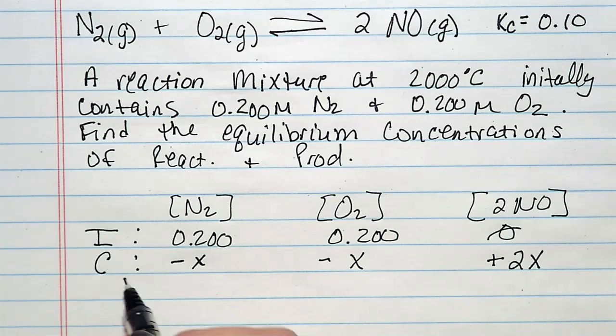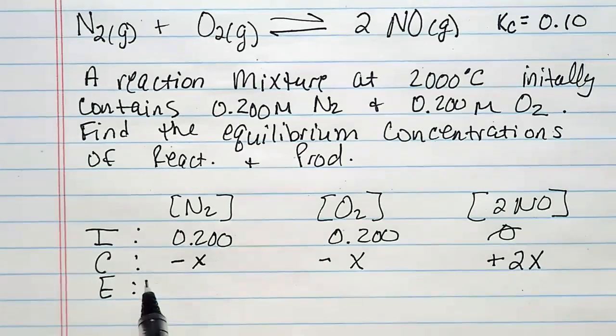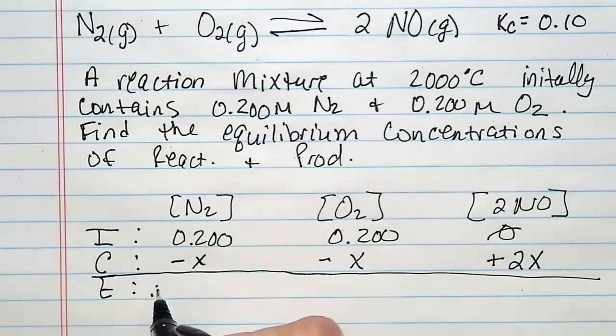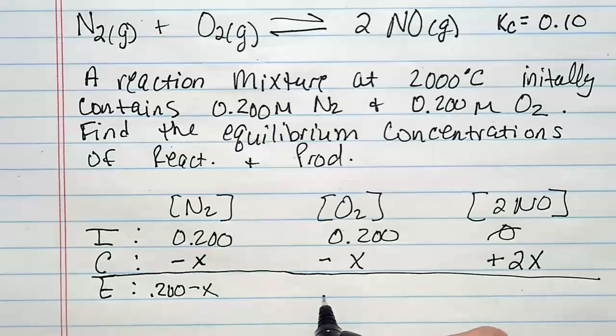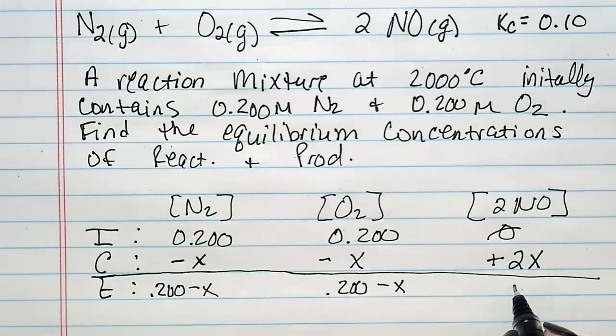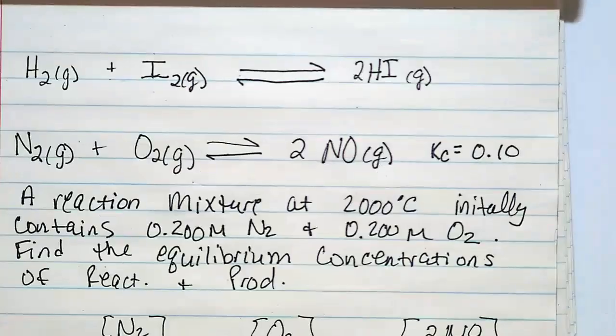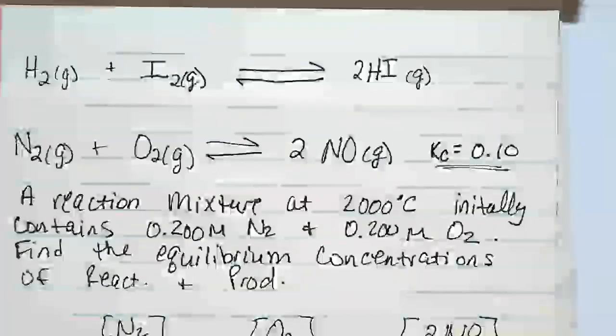Okay. All right. So at equilibrium, what that means is that these concentrations are going to be 0.200 minus X, 0.200 minus X, and just 2X. Okay? That is the value of the concentration of each thing at equilibrium so far. Now, if I wanted to solve for x, I can still solve for x. I know I can because look, they gave me a KC.